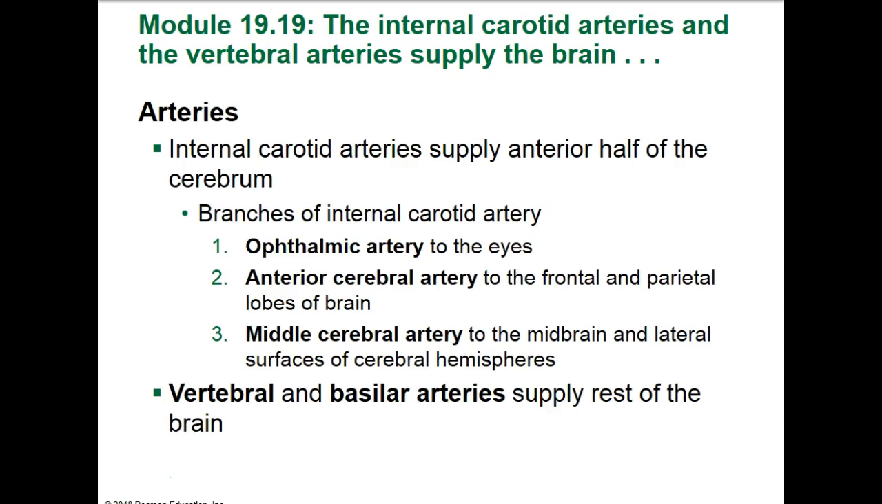Okay, let's talk specifically about some of the major arteries. The internal carotid arteries supply the anterior half of the cerebrum. The branches of the internal carotid include the ophthalmic artery that goes to the eyes, the anterior cerebral artery that goes to the frontal and parietal lobes of the brain, the middle cerebral artery that goes to the midbrain and lateral surfaces of the cerebral hemispheres, and then the vertebral and basilar arteries supply the rest of the brain.